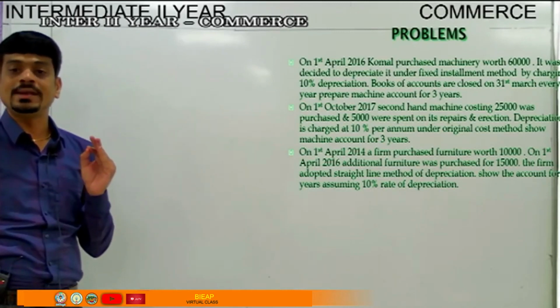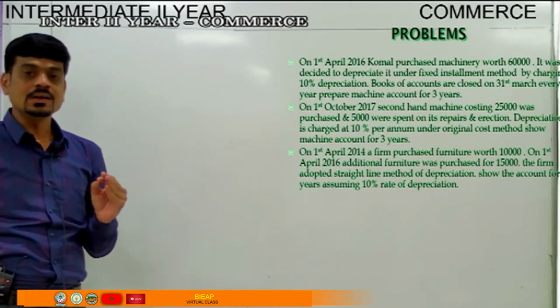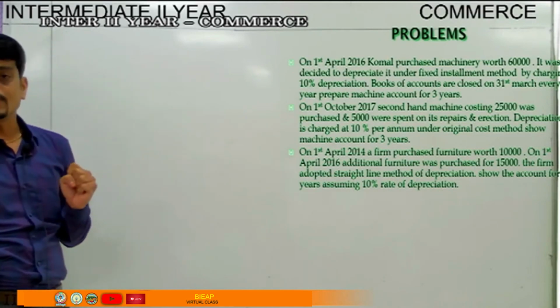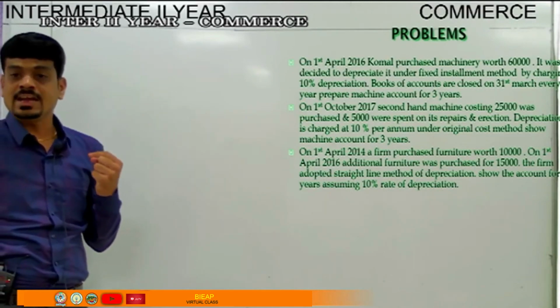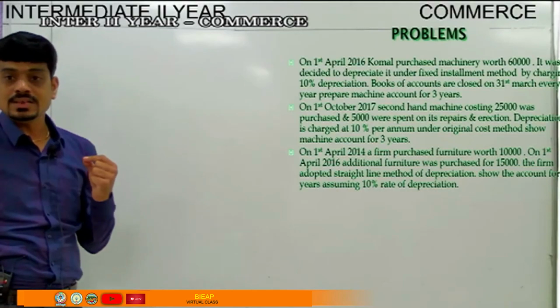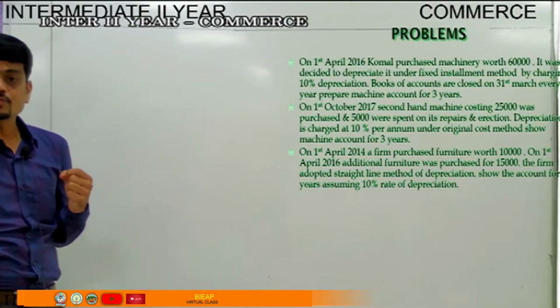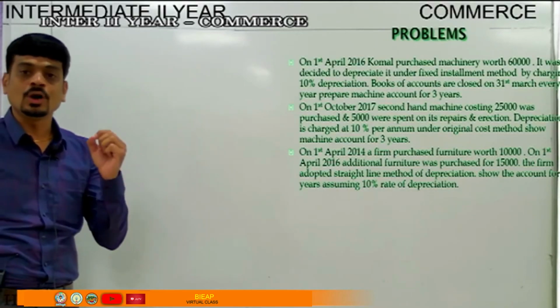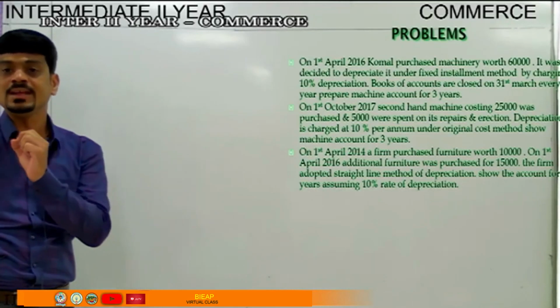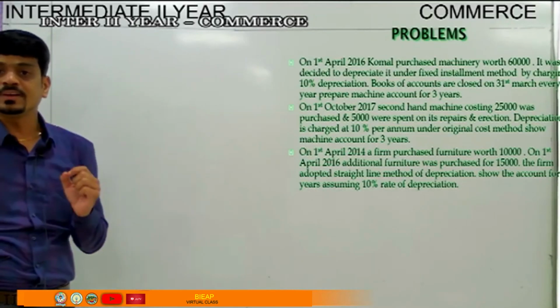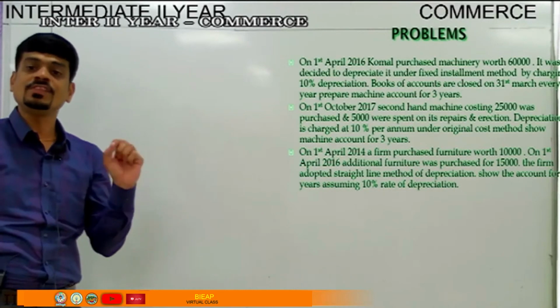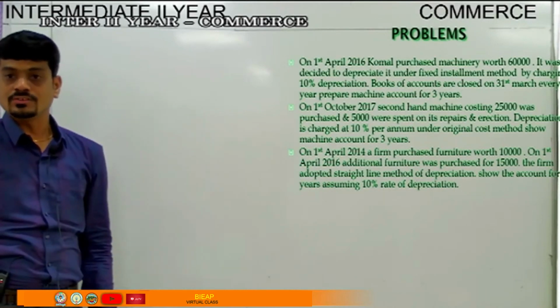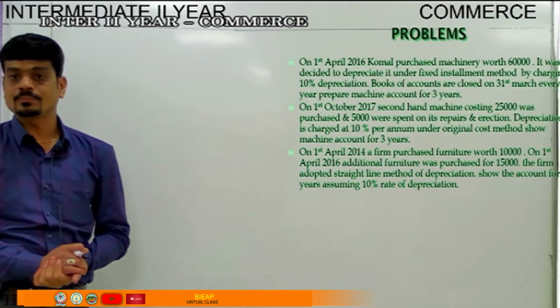Fixed installment method. So here, when it comes to fixed installment method, you should create an idea in the mind about the theme. What is the theme of fixed installment method? The amount of depreciation will remain same. And how much percent? 10%. On which cost? Original cost. So how to do the problem?